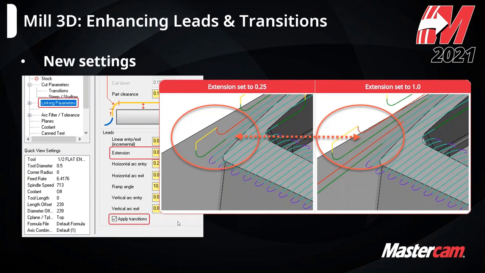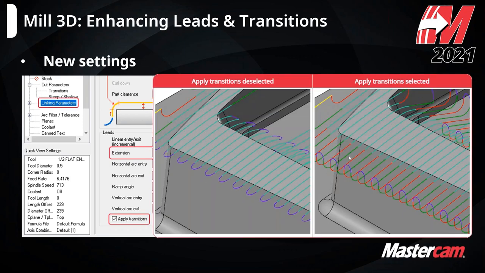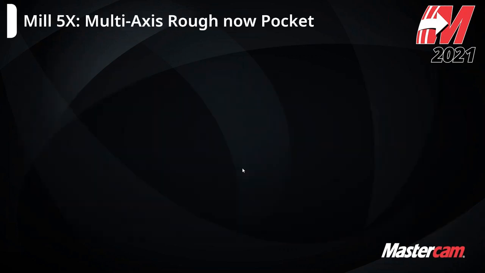That leads into the next option that we added in here, apply transitions, which I have a screenshot for too, where you can see on the left-hand side there's no transition selected, where on the right-hand side I have apply transitions selected. That'll apply the ramp or some of those other settings like the horizontal arc entry and vertical arc entry values per pass, where that wasn't available before. So you can see each toolpath there, it'll sweep down onto the part per pass as opposed to just going back and forth. If you're getting some drag on the tool, and like I was saying a minute ago, really concerned about surface finish, you can better control the engagement of the tool per pass on a 3D toolpath.